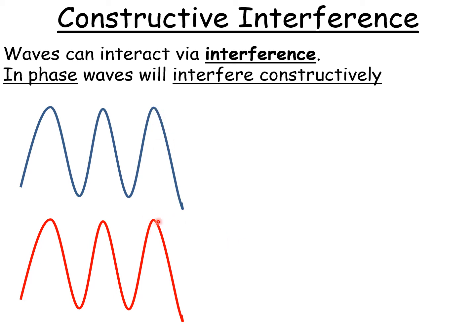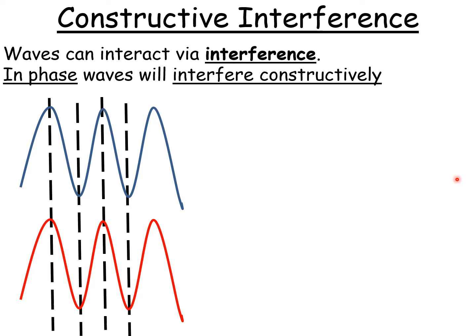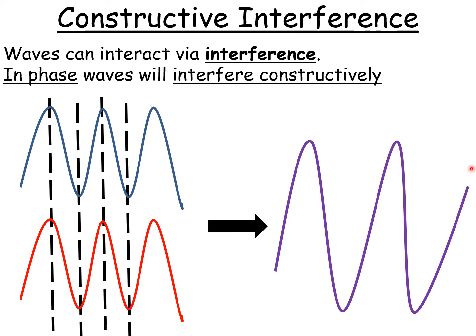Now, you can think about if you were to add these two waves together, well, if I add the two waves and they're exactly lined up, then I'm very likely going to get a much bigger wave. And that's essentially what happens in constructive interference, is that your amplitude, the energy of the waves, will combine and you get a much more energetic wave. So for example, if these were two sound waves, then if they interfere constructively, you would hear that sound become louder.